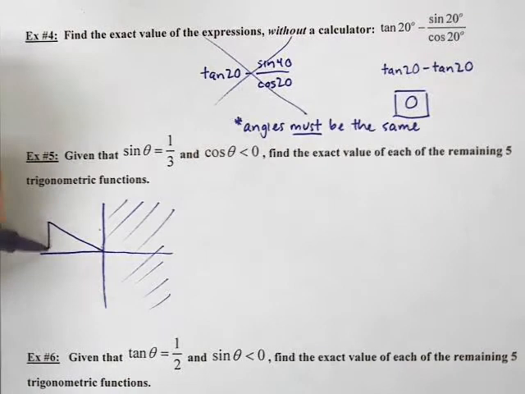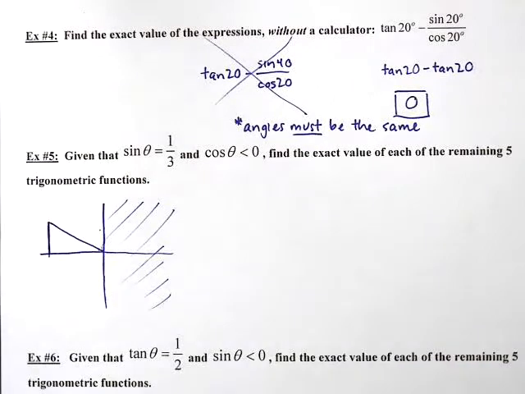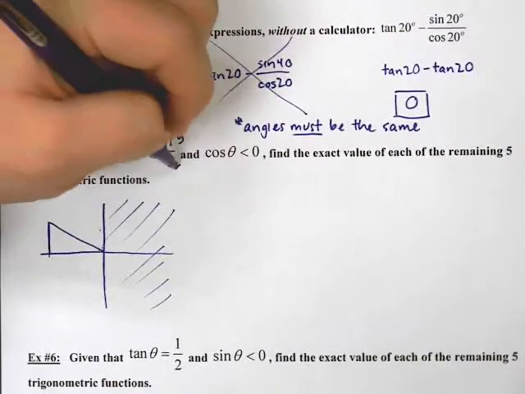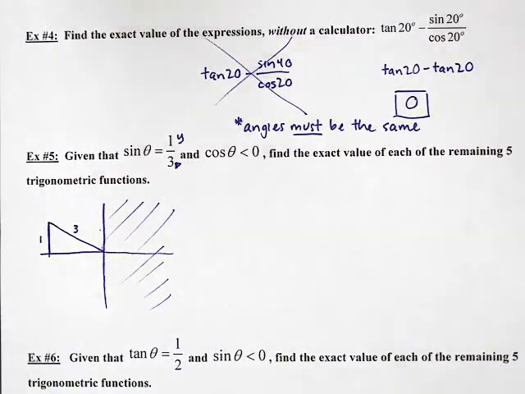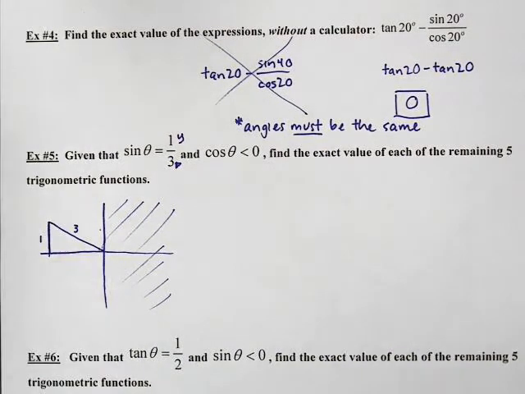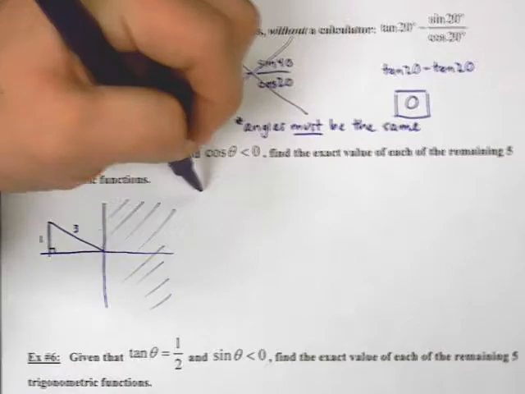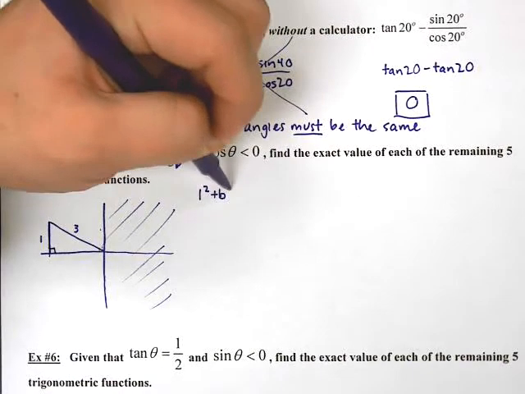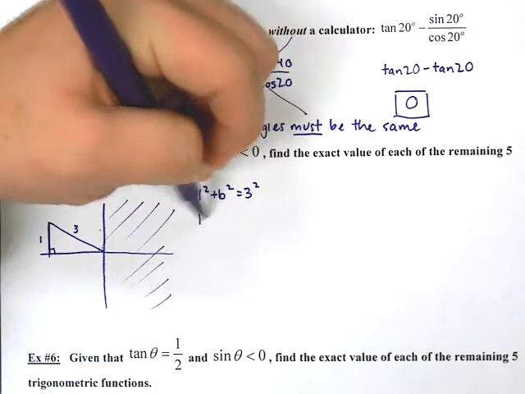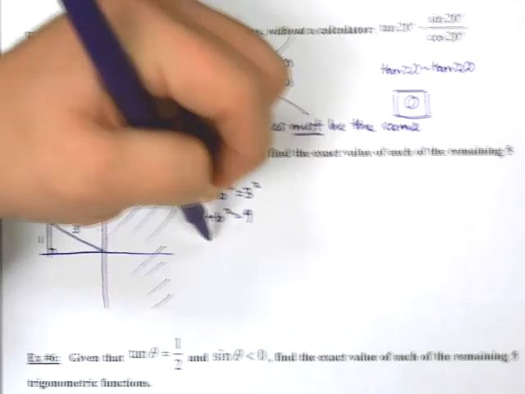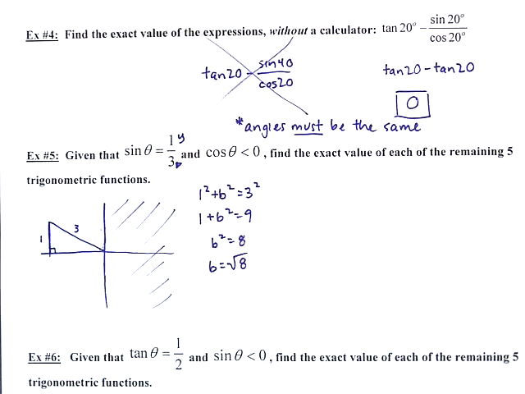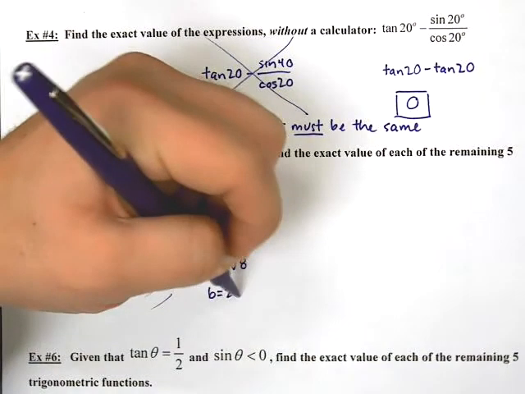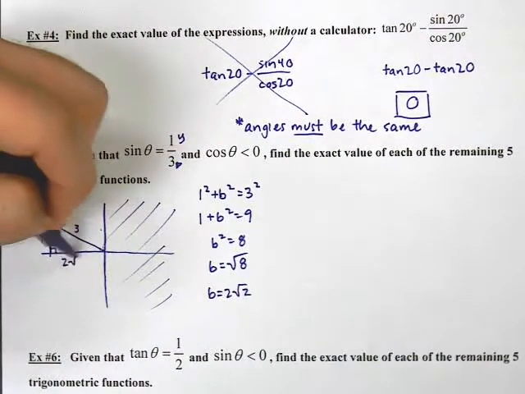I draw my triangle, and I know this is y over r. So 1, 3. I have a little bit of work to do here. I need to get the x-coordinate. I can use the Pythagorean theorem. So 1 squared plus b squared equals 3 squared, or 1 plus b squared equals 9. B squared equals 8. B equals square root 8. Keep simplifying. 2 root 2. So I put a 2 root 2 here.